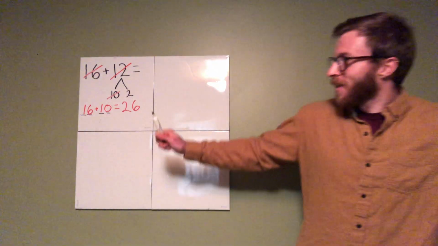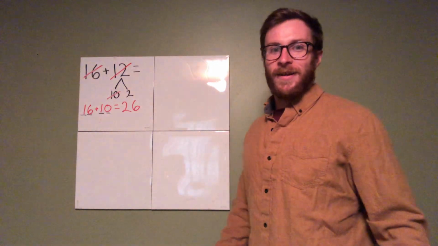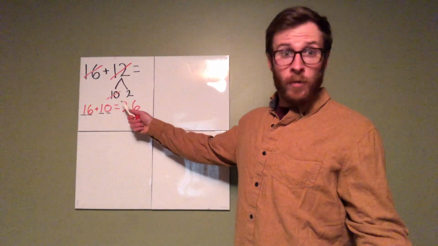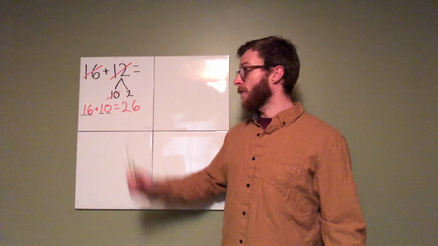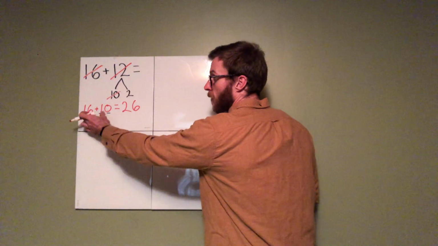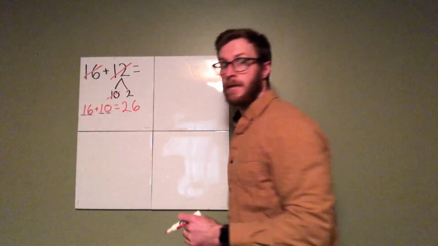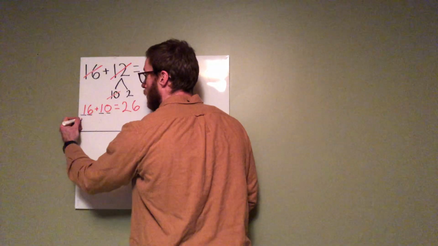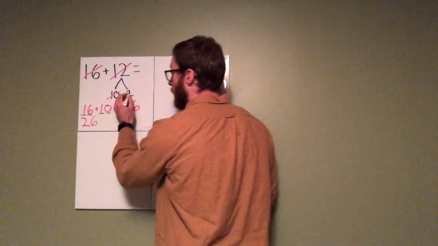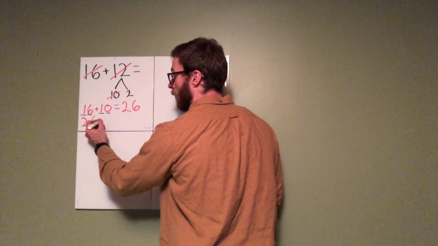Sorry. What number haven't I used yet? The number 2. It's the only one that's not crossed out yet. And I have to use the number I got when I added 16 and 10 together. So I'm going to take 26 and move it down. And then I need to take my 2 and move it down.